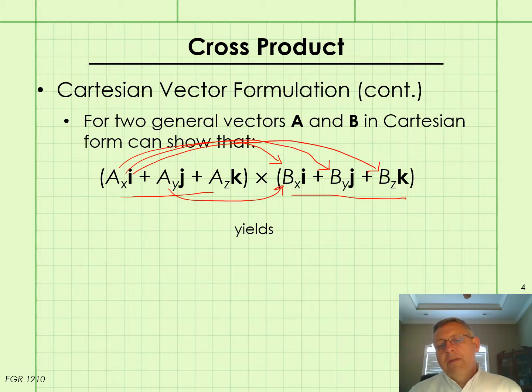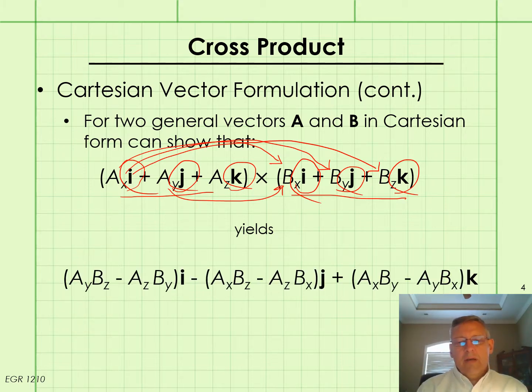So you're going to have 9 individual results from that work, and 3 of those are going to be 0, because remember that when you cross any vector with itself, the result is 0. So the I cross I term is going to be 0, the j cross j term is going to be 0, and the k cross k term is going to be 0. So we're going to have 6 terms resulting out of that. And then when we combine like terms, that will yield the following.